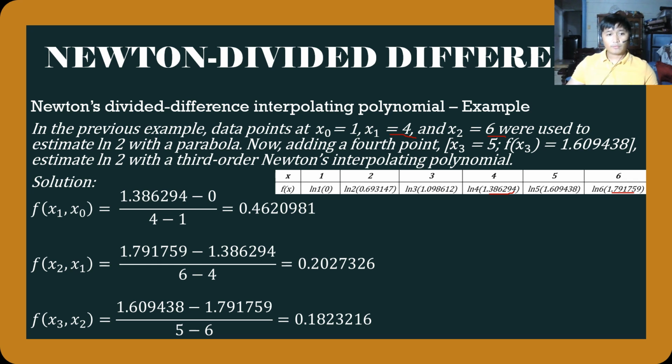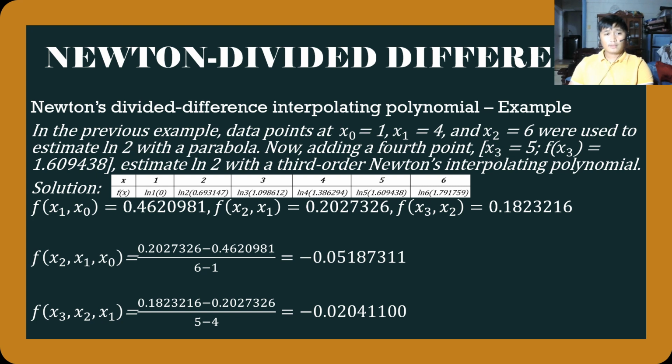So we have 0.2027326. And then for x sub 3, again, x sub 3 is 5. So the value is this one, which is provided in the problem. And then x sub 2 again is 6, so this one, over 5 minus 6. Therefore, we get 0.1823216 for function x sub 3 and x sub 2.